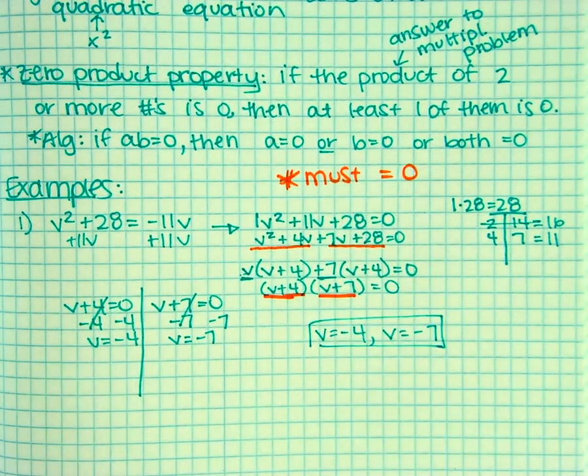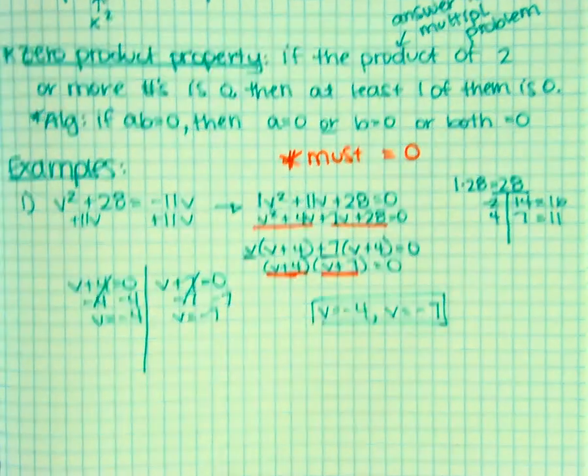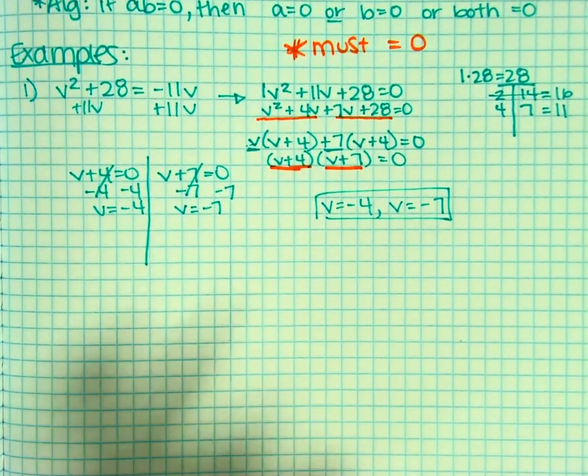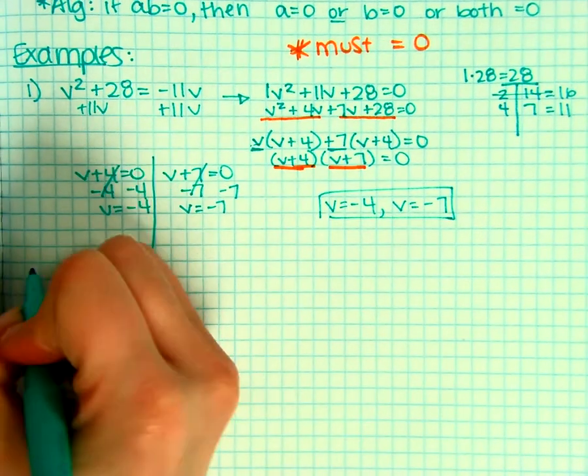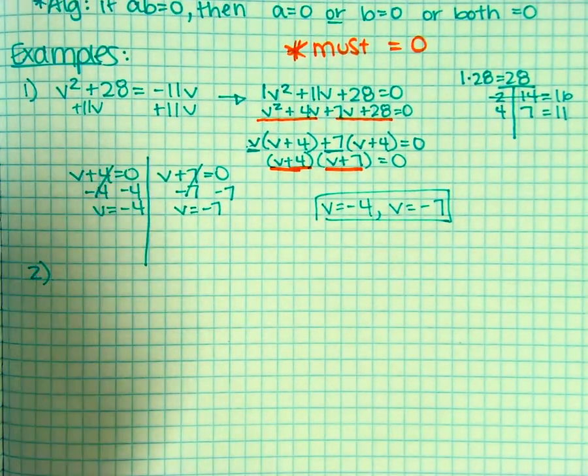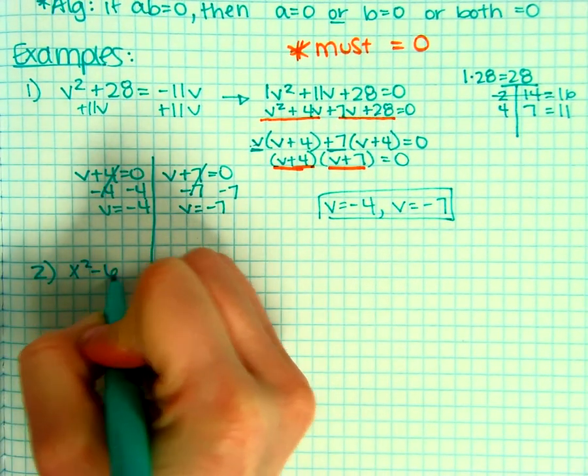It's got to be one of those. All right, so that was a more complicated example because we didn't have it set equal to 0. So let's just do a little bit easier one. Number 2, we have x squared minus 64 equals 0.